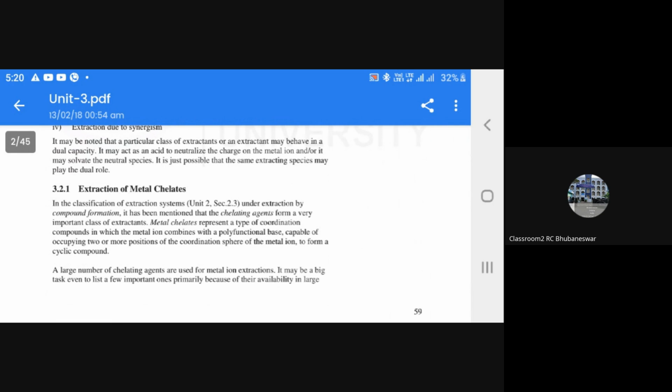It has been mentioned that chelating agents form a very important class of extractants. Metal chelates are a type of coordination compound in which the metal ion combines with a polyfunctional base capable of occupying two or more positions of the coordination sphere of the metal ion to form a cyclic compound.